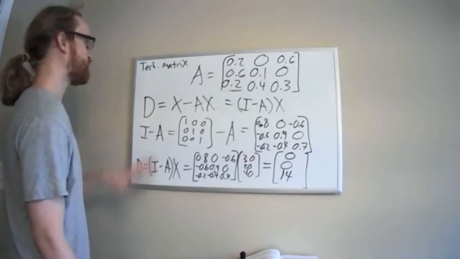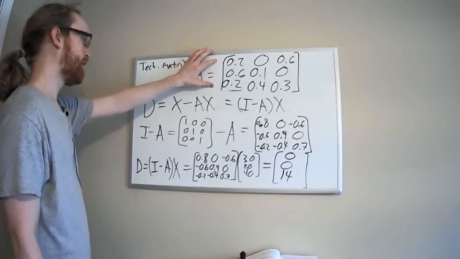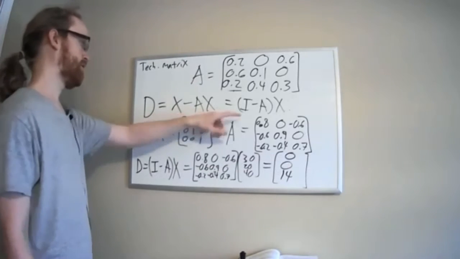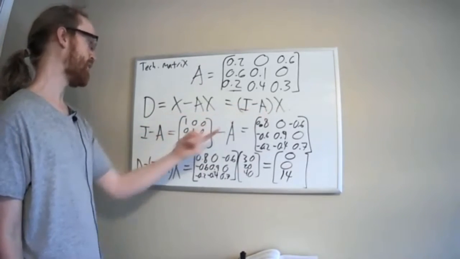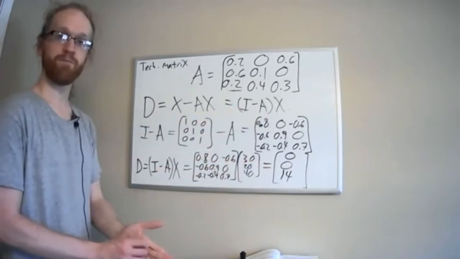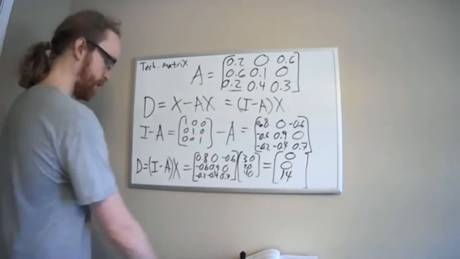So again, the process was write down the technology matrix, recall the formula that we need, and then just find the pieces. So first find I minus a, and then multiply it with x to get the final answer, find D. That was what we did.